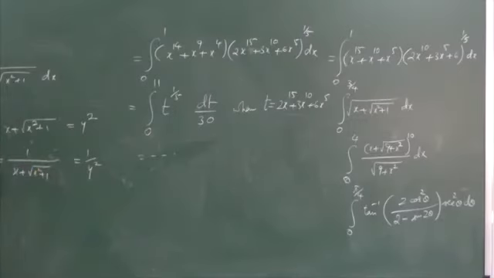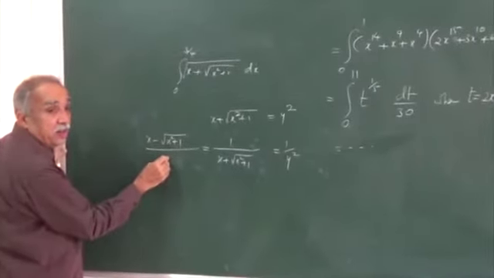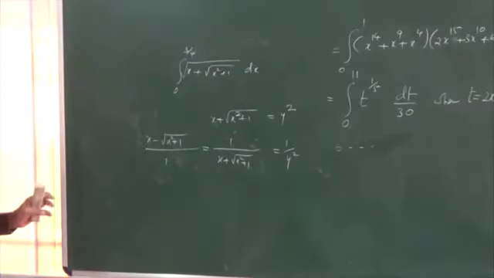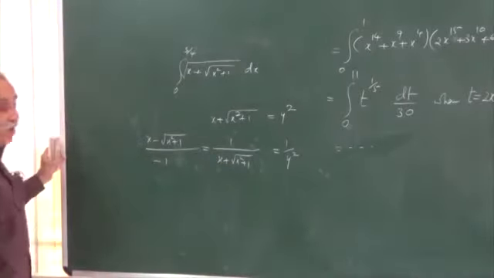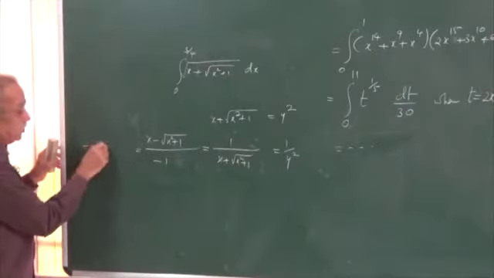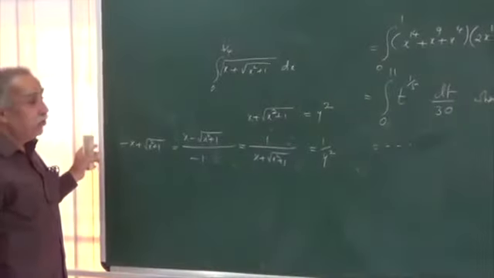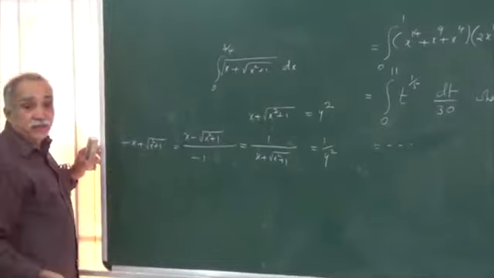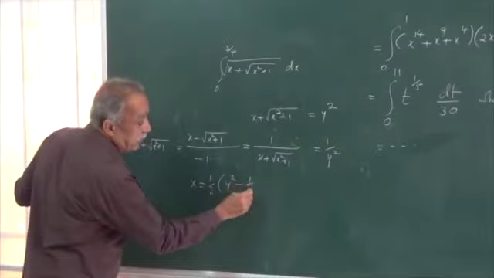When you rationalize the denominator, it becomes x minus root x square plus 1 divided by minus 1, or it is minus x plus root x square plus 1. How do I obtain an expression for x? Simply from this, subtract this. We will be getting x as half of y minus 1 by y.